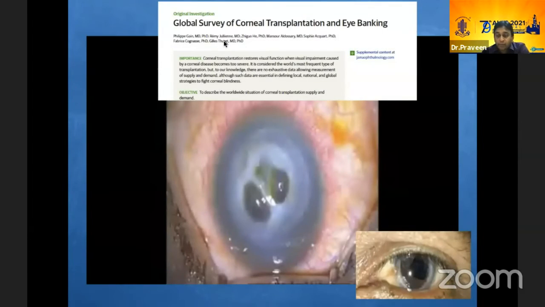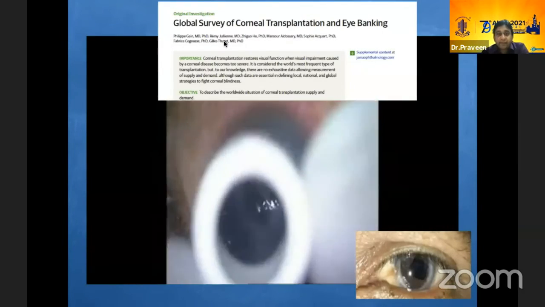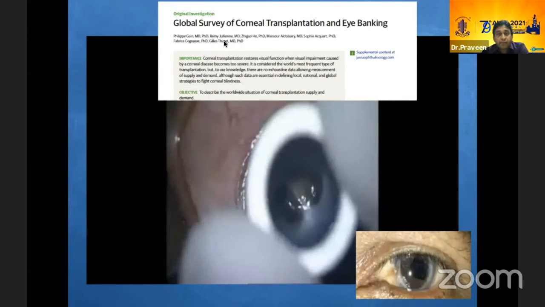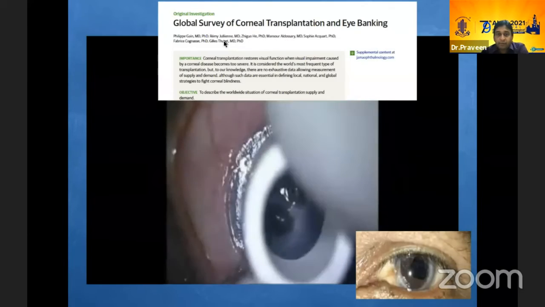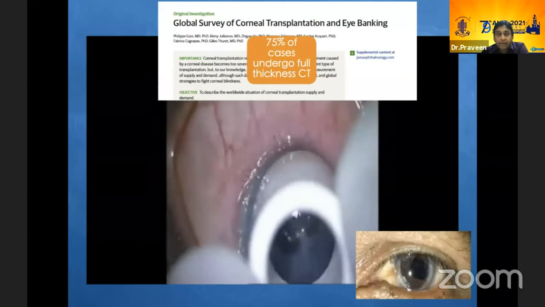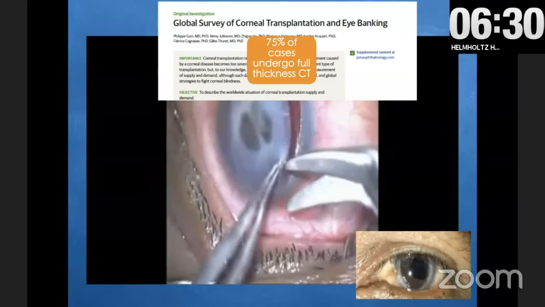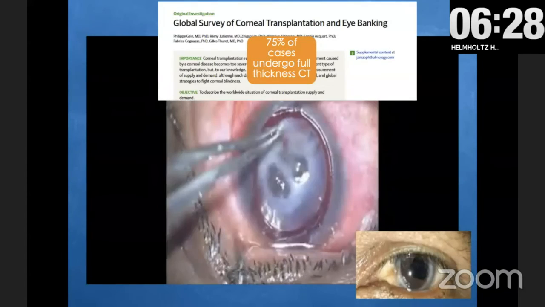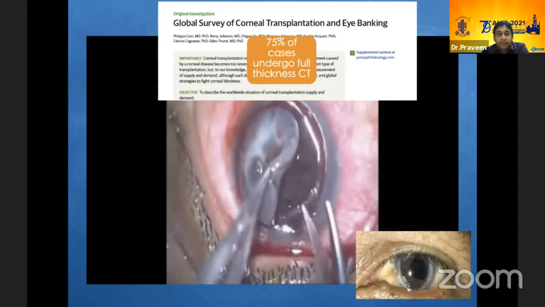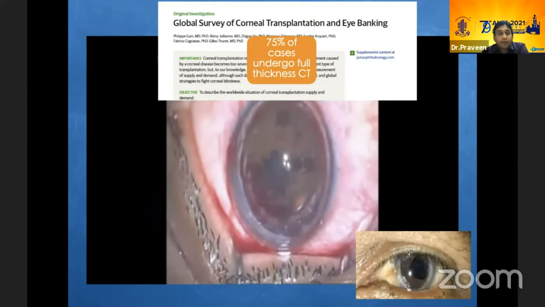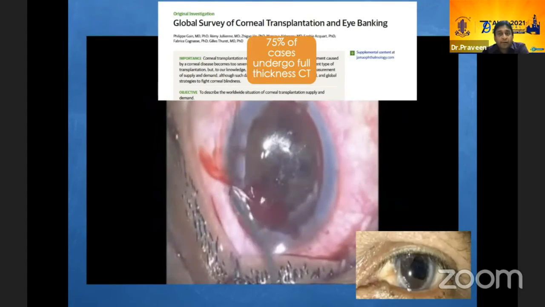So as we all know, PKs are still the most common form of transplantation undertaken all over the world. Still 75 to 80% of cases undergo full thickness keratoplasty. Lamellar keratoplasty holds less share. In institutes they undergo it, but in tier 2, tier 3 cities, PK still remains the most common form of transplantation across all corneal diseases.